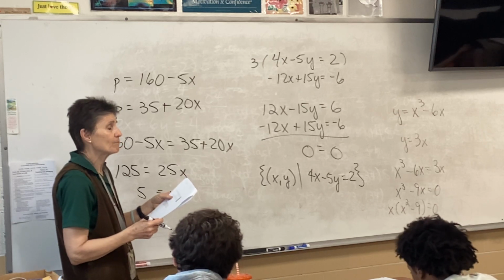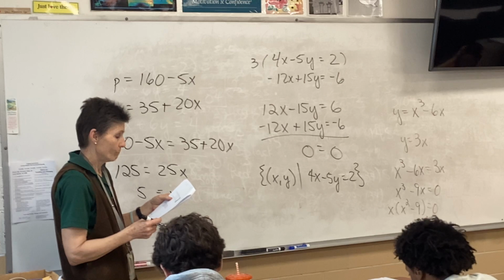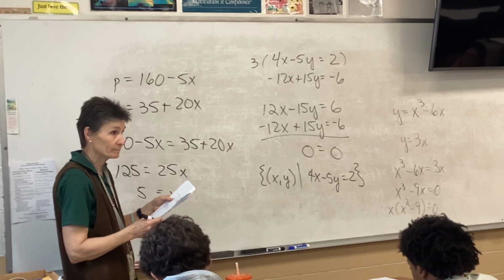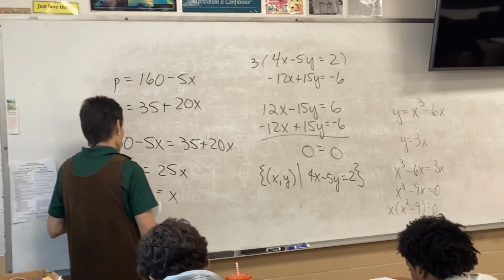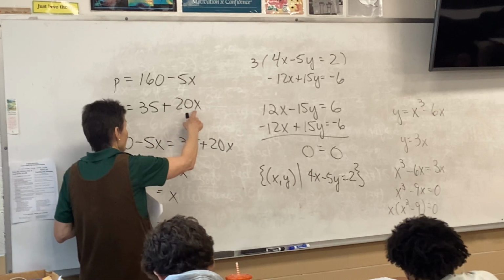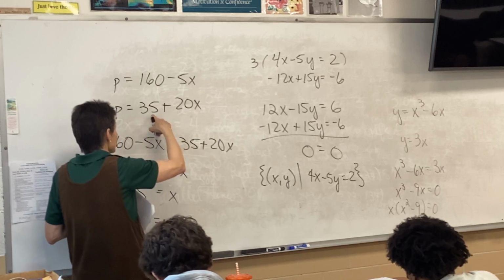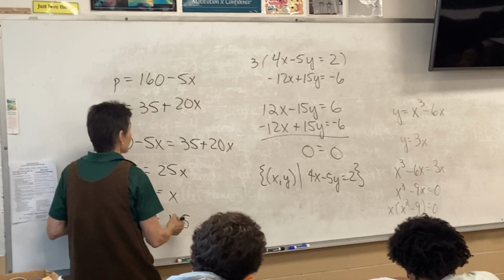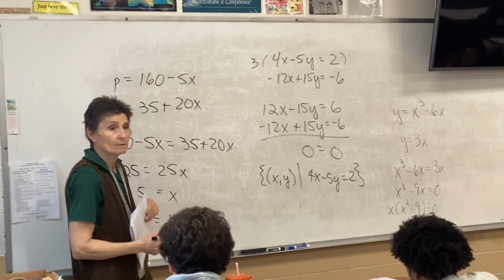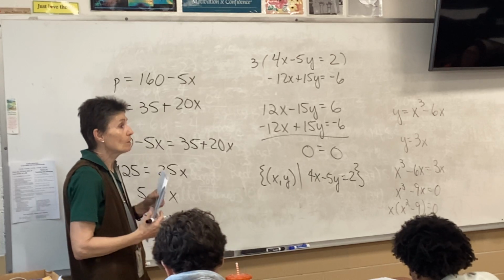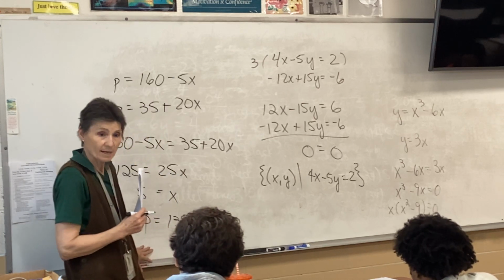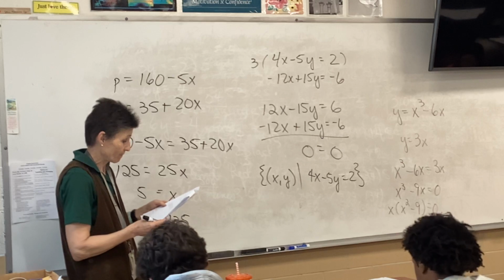What does that 5 stand for? 5 million pairs of shoes. And what's P gonna be? Well, let's take our 5 back and plug it in somewhere. Looks like 135. What's that represent? The price of the shoes. So, this company is going to sell 5 million pairs of shoes at $135 each.